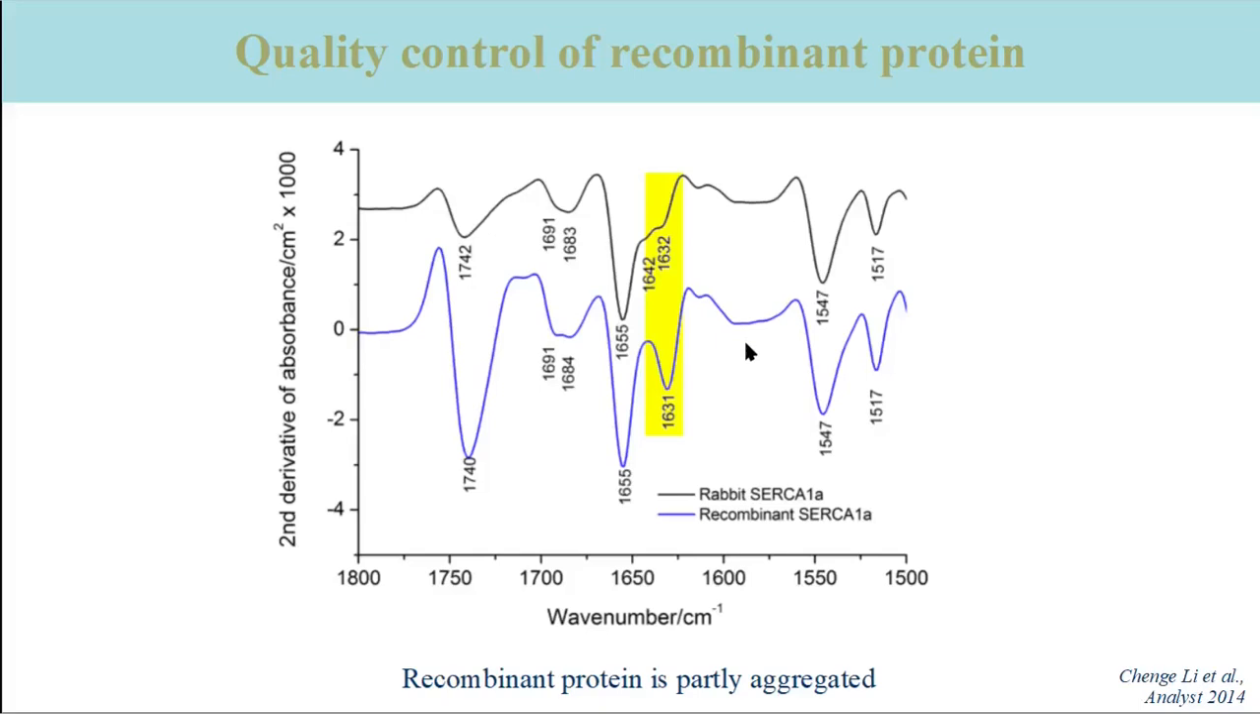The highlighted region in the beta sheet range indicates that the beta sheet structure of the 2 proteins is different. This is due to partial aggregation of the recombinant protein. Notable is also the stronger lipid absorption at 1740 reciprocal centimeters. Compare this band to this band, which indicates a higher lipid to protein ratio.